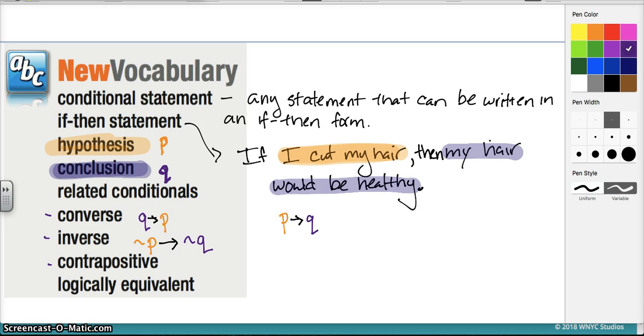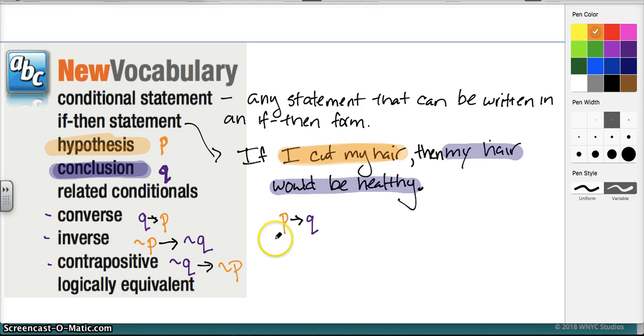And now the contrapositive is the inverse of the converse. Remember the converse is this, and remember how we get the inverse by negating the original statement. We're going to negate both parts of the converse and say that the contrapositive would be the negation of Q implying the negation of P.